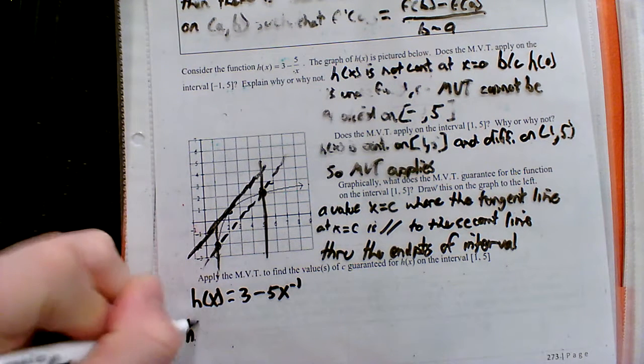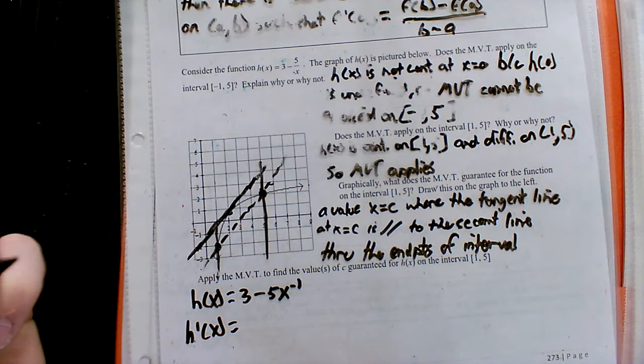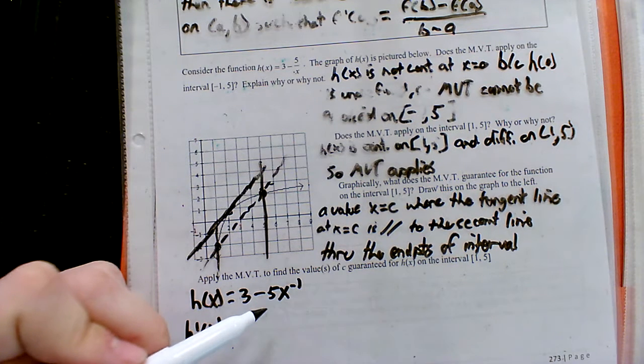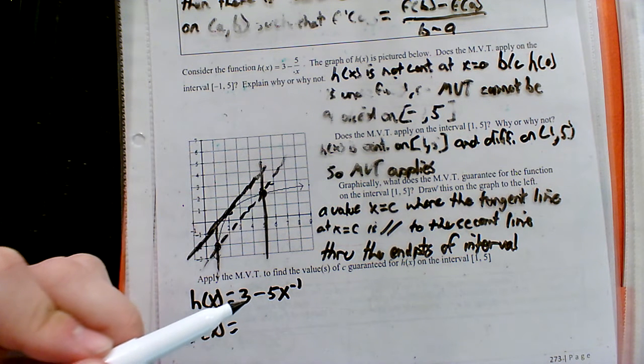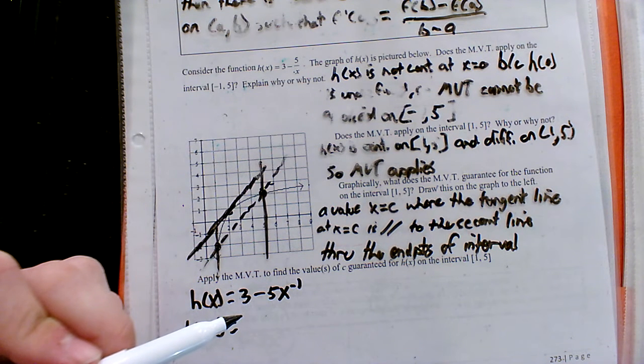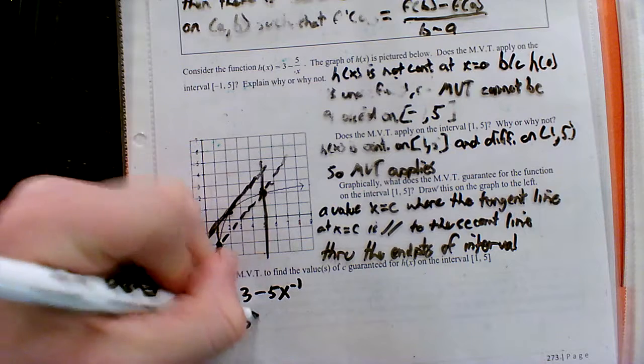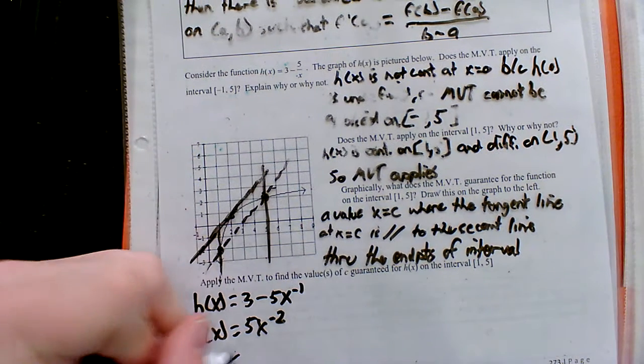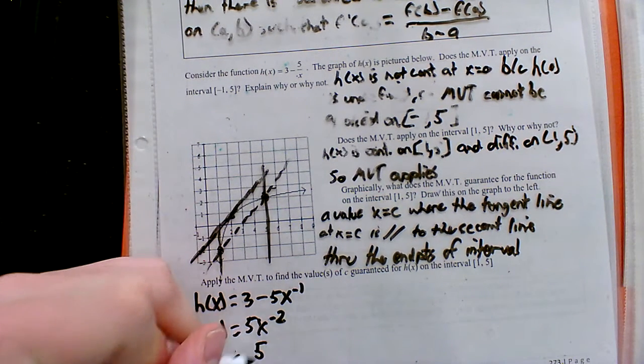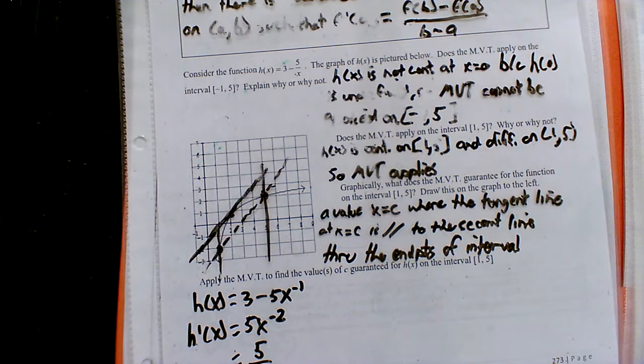So the derivative, if we take h prime of x, let's just figure that out. Well, derivative of 3 goes away. What's the derivative of negative 5x to the negative first? Think about your power rules. Who has the derivative? Joseph? 5x to the negative second. Very good. And since we took the derivative, we could rewrite that as 5 over x squared now.